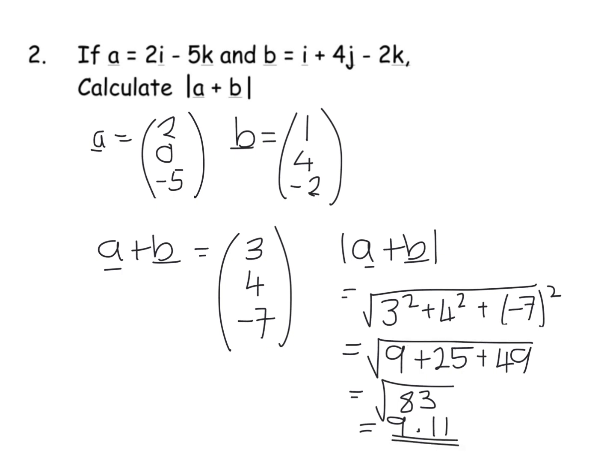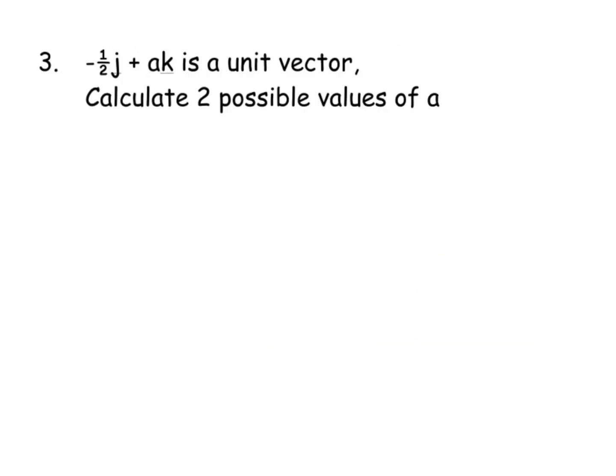Okay. Right, so let's get a bit more chat about this unit vector. So in this one, they've told us that negative half j plus ak is a unit vector. Calculate two possible values of a. So I am going to write this out in component form first of all. There is no i, so it's going to be 0. j is minus 1/2, and k just has an a in front of it.